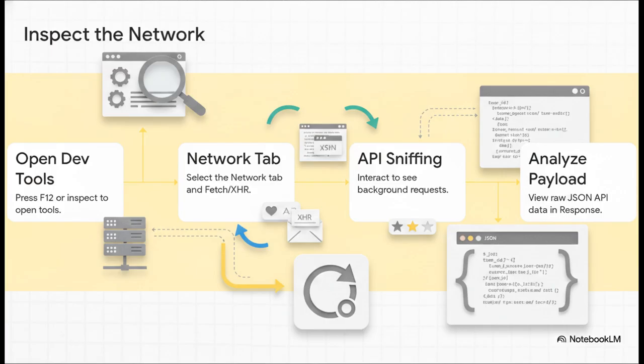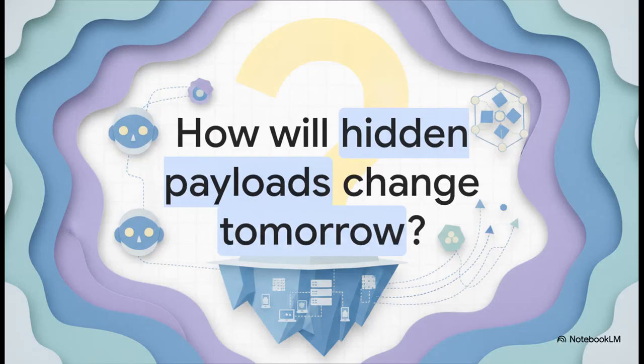visual interface. So you now possess the ability to look right beneath the surface of that web development iceberg we talked about earlier. But I want to leave you with a provocative thought. Today, we look at JSON data flowing between a client and a centralized server. But as decentralized Web3 smart contracts and highly conscious AI agents continue to evolve and take over web platforms, how will those hidden network payloads you just learned to inspect change tomorrow?